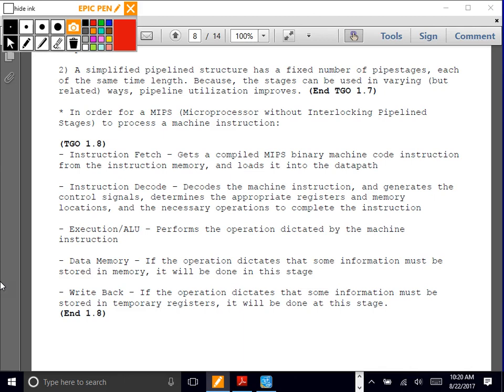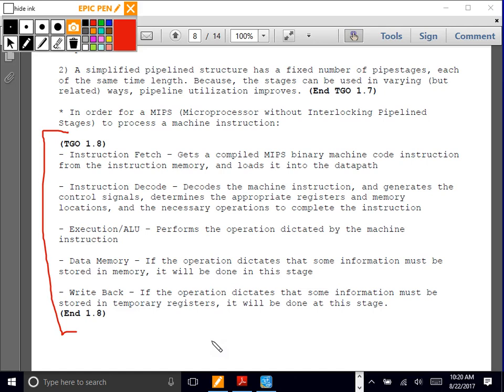So the instruction fetch stage. So this is 1.8 here. Instruction fetch gets a compiled MIPS binary machine code instruction from the instruction memory. So after it's compiled, it's all put into the instruction memory. So that way, the instruction memory is what is the compiler-driven encoding of the microengine, and loads it into the data path. So you recall from the five easy pieces, you have the controller, data path, input, memory, and output. So the input and memory comes from your instruction memory in the instruction fetch stage.